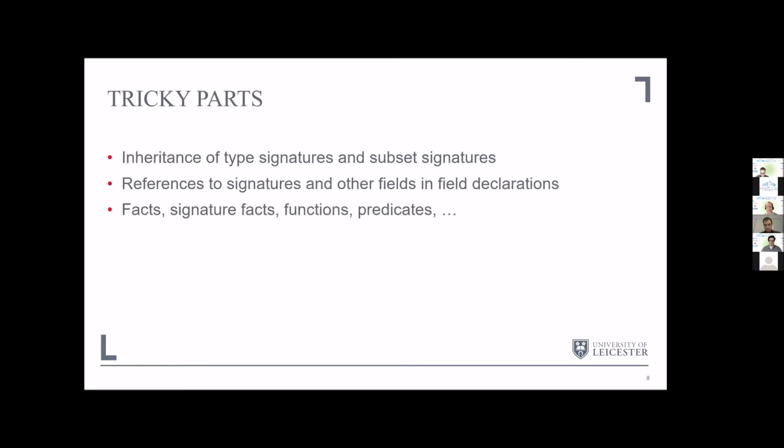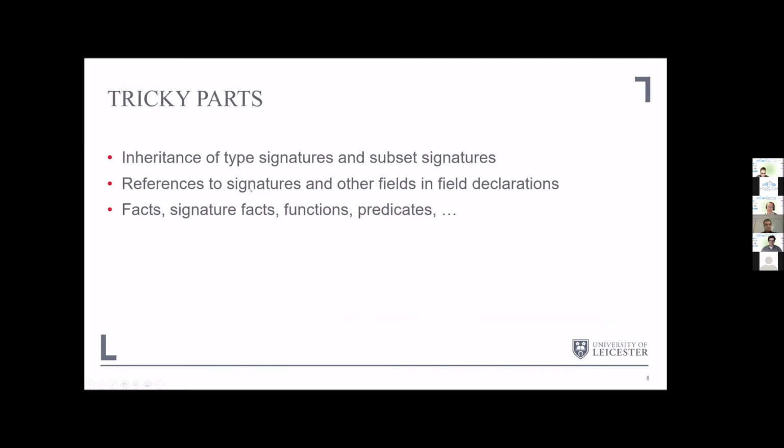Some other more tricky parts in the translation are actually the inheritance. Alloy has two kinds of signatures. It has type signatures, which are the ones we saw so far, and it has subset signatures. They are a bit more tricky. Both of them have an inheritance mechanism, and both of them can actually be mixed in terms of their inheritance. So that's a bit more tricky. That's in the paper.